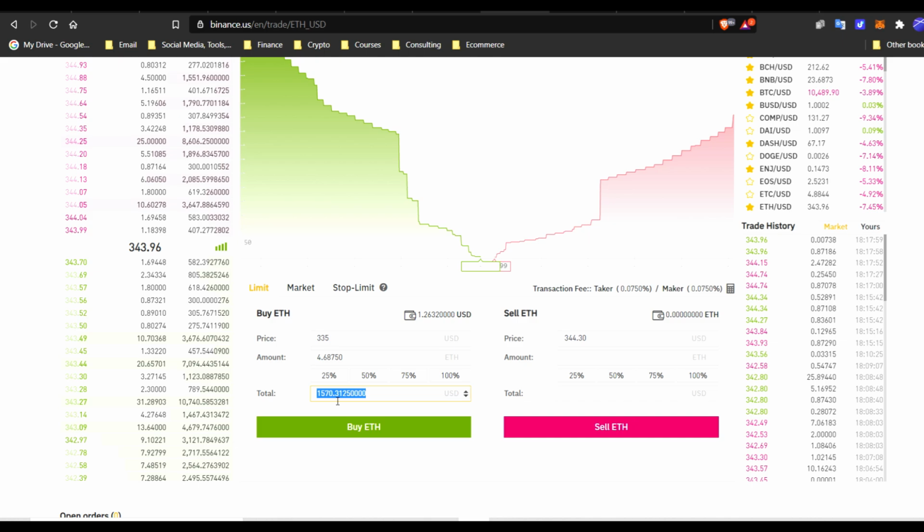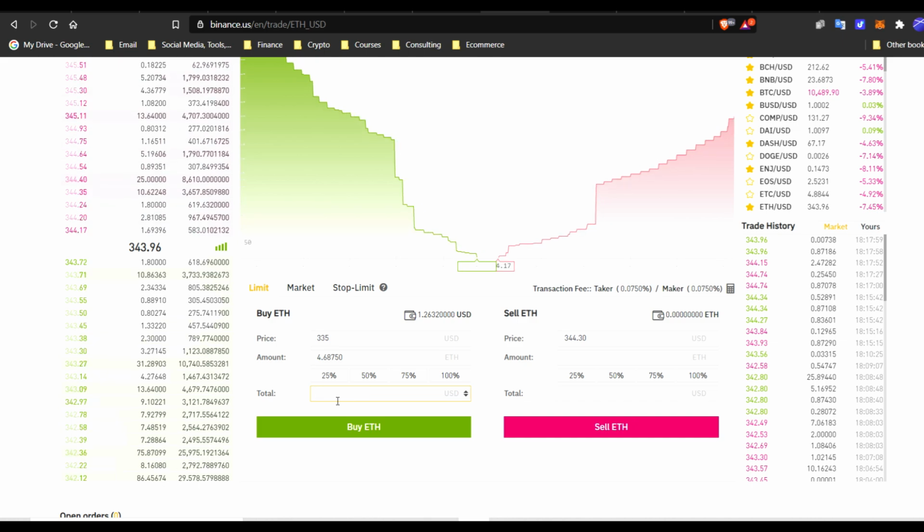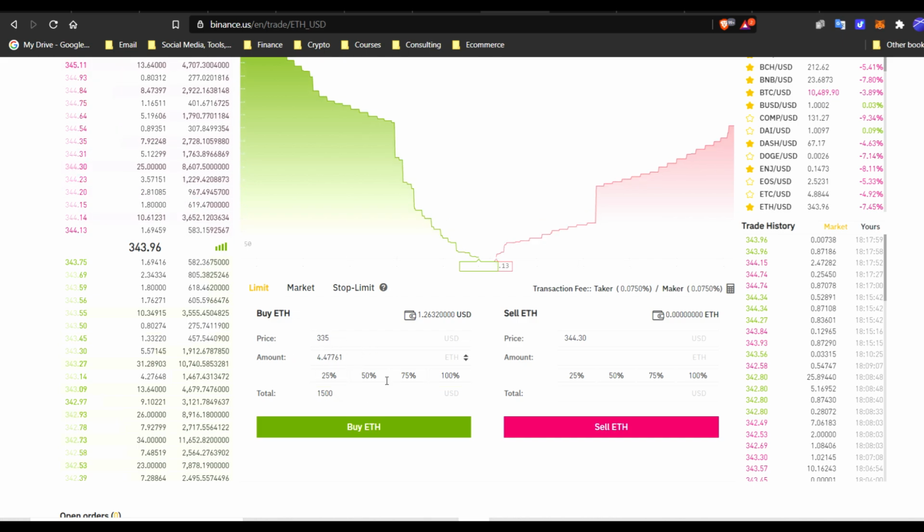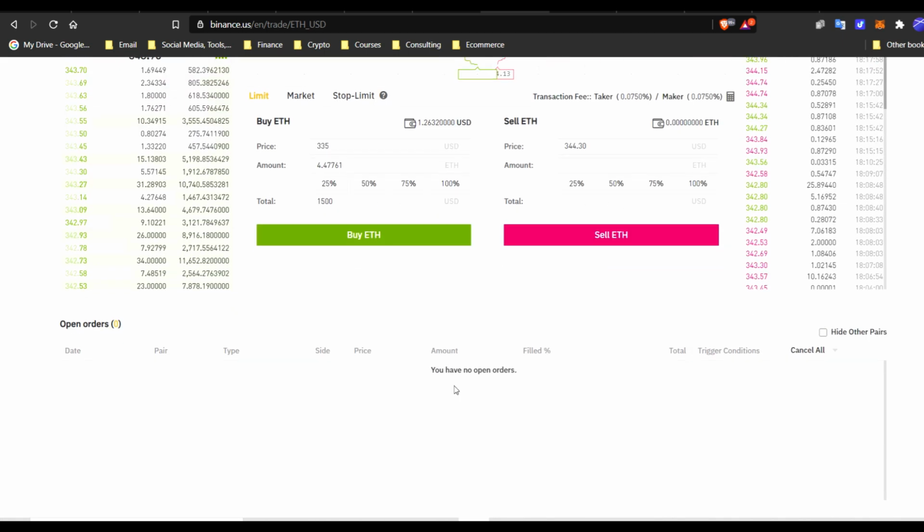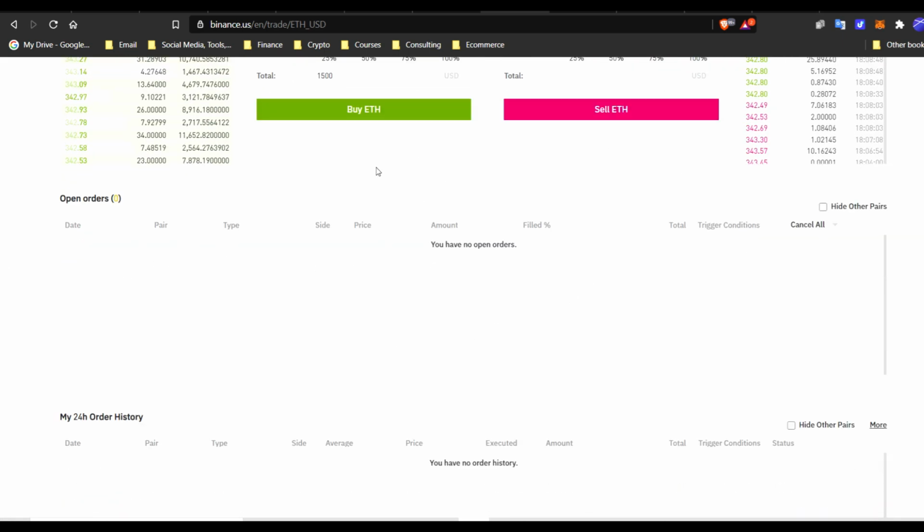So let's make sure this is all inputted. And let's just pretend that I had my $1,500 here. So I'm going to type that in as soon as it loads, and it would offer me about 4.47 Ethereum total. I would click buy. This would show up here. If you did it over here and wanted to sell Ethereum at a certain price, a higher price, it would show up over here. And so when you scroll down, you can see your open orders in your exchange.